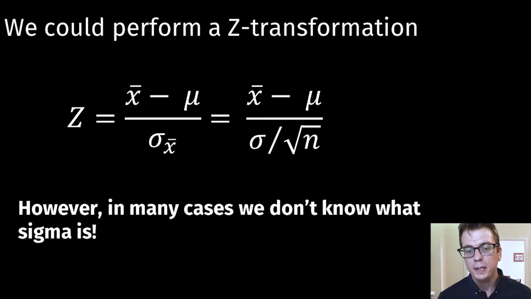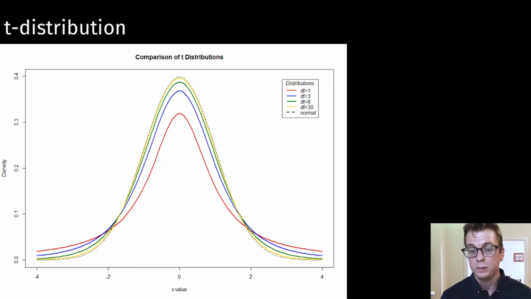However, in many cases, we don't know what sigma is. Let's assume that we don't know the sigma for the iris setosa sepal widths. However, we can estimate s, the sample standard deviation, and use that as an estimate for sigma, the population standard deviation. In this case, we cannot use the normal distribution. Instead, we use the t-distribution.